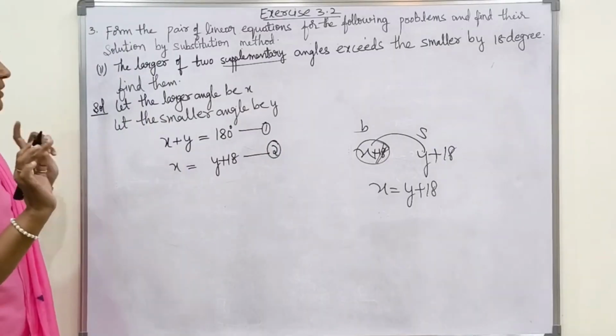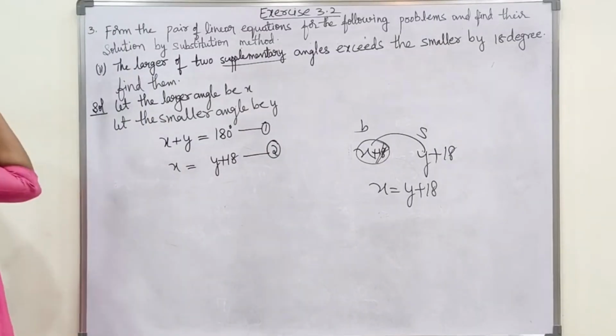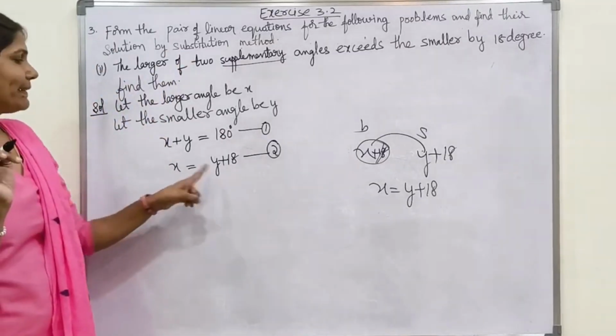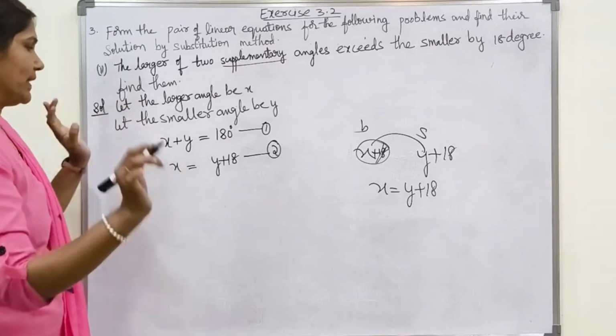These two equations you will solve and we will find the answer. Now see here, which method will we do? Substitution method we will do. See here, directly x is equal to is there. So we will substitute in the first equation, and you will get the answer.